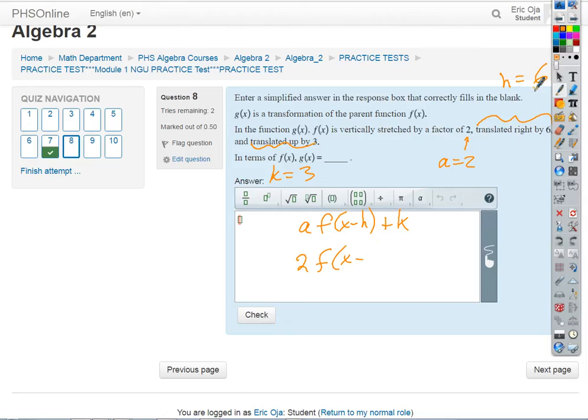Right, h is 6. What if h had been negative? What would happen there when I subtract it from x? Right, I end up with x minus a negative. Subtracting a negative is just adding, right? So that would have made that a plus sign, okay? And then last one, k is 3, so plus 3 for k. And that's what you're inputting, okay? Questions? Okay.